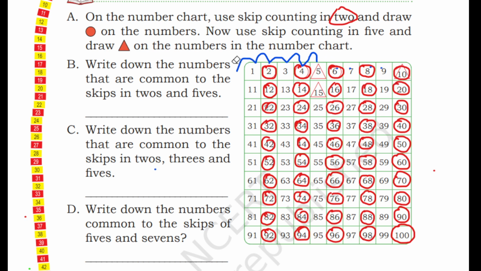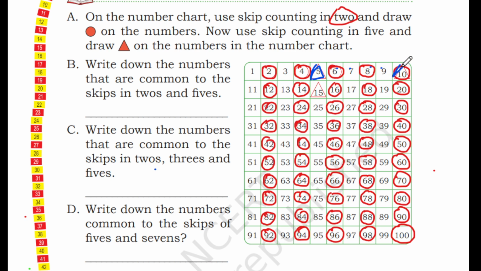I'm going to change the color to blue to draw the triangles, so it will be easy for identification. The next thing is to draw a triangle for skip counting in 5. So draw a triangle here.